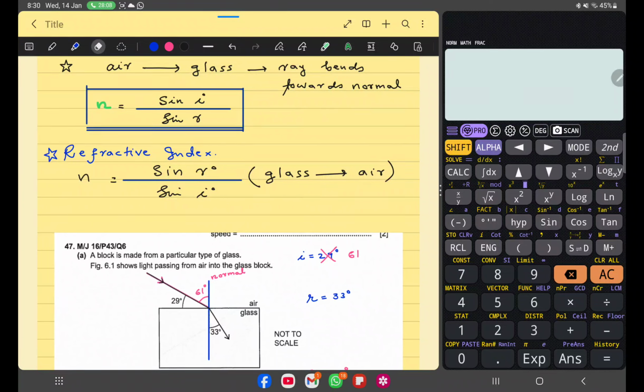The first formula was air into denser medium, and the second formula is glass into air.